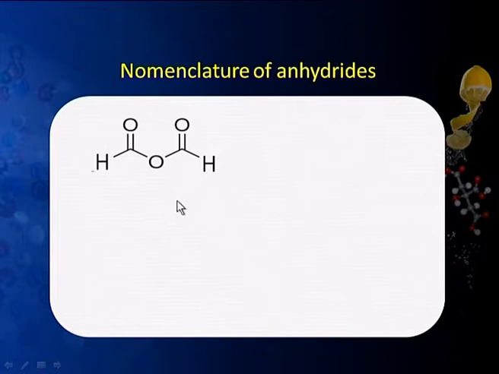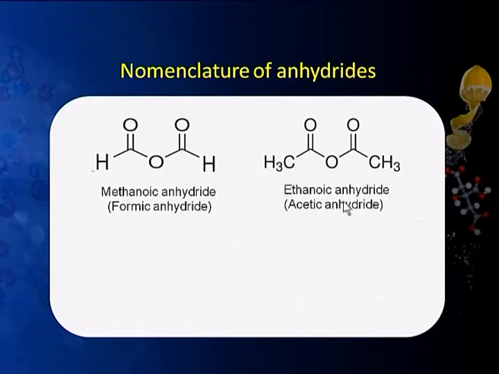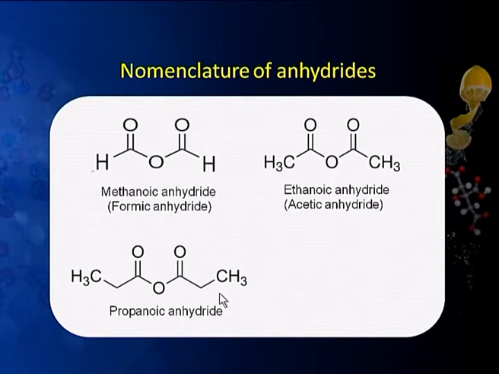Let us name first some symmetrical anhydrides. This is the anhydride obtained from formic acid or methanoic acid. So, one acid molecule, a second acid molecule, they have eliminated water here. So, this anhydride is called methanoic anhydride or formic anhydride. Similarly, if we have an anhydride from acetic acid, the two molecules of acetic acid have combined. So, this will be named as ethanoic anhydride or acetic anhydride. This is propanoic acid, CH3CH2COOH. So, this will be simply named as propanoic anhydride or propionic anhydride.